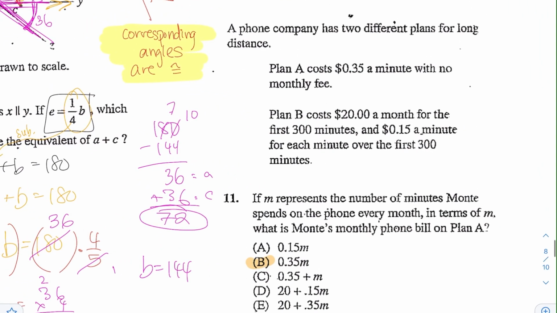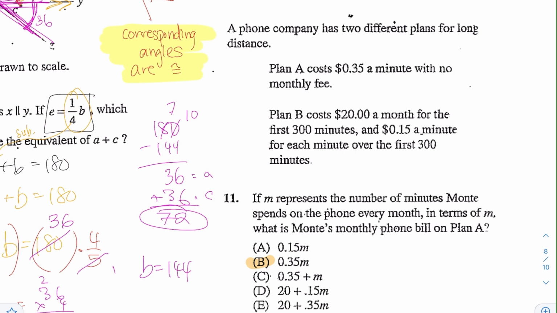All right, so 11 and 12 refers to this info. You have a phone company with 2 different plans. Plan A is 35 cents a minute, whereas Plan B costs $20 a month for the first 300 minutes, and then 15 cents a minute for each minute over the first 300.